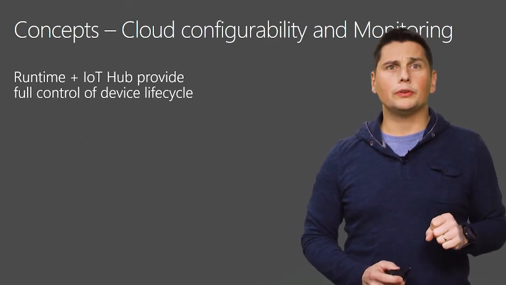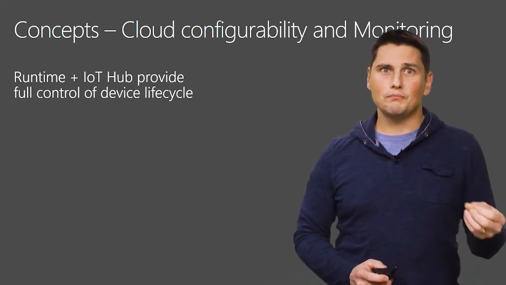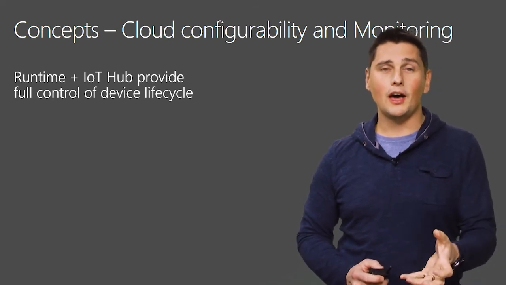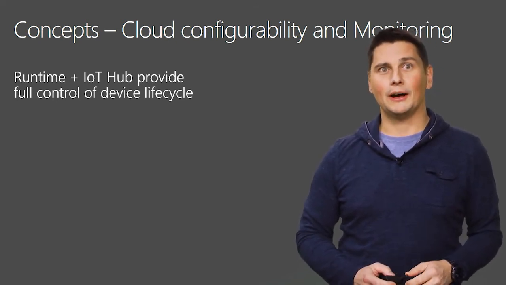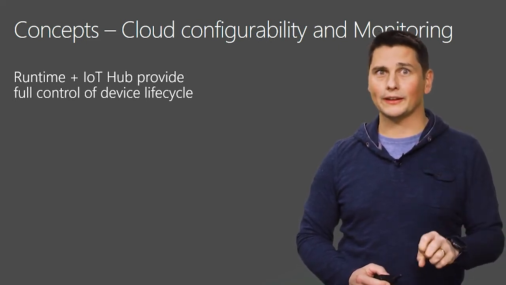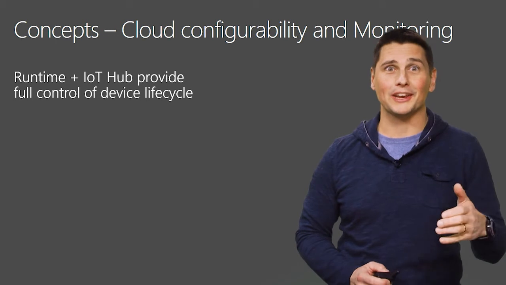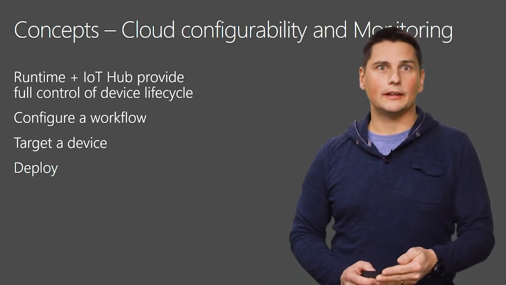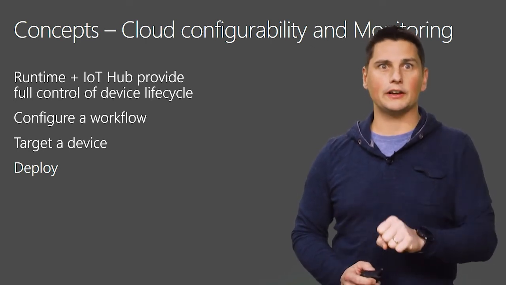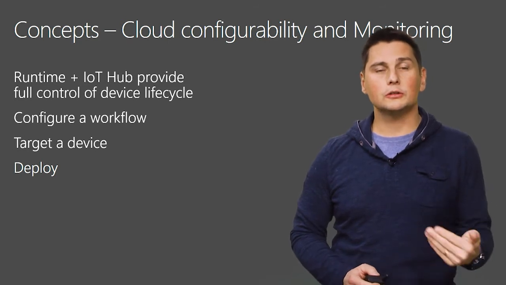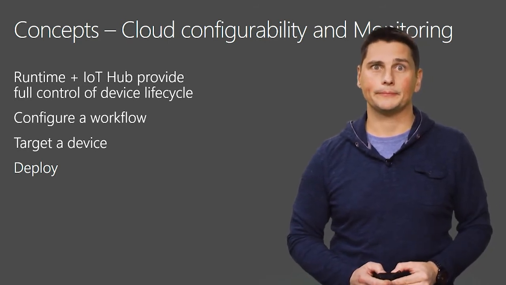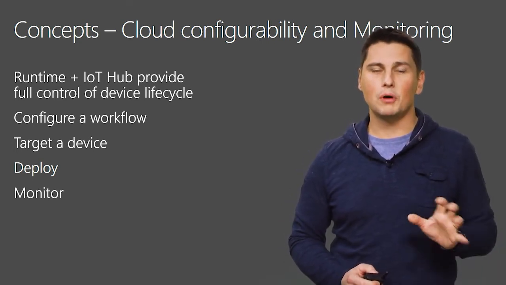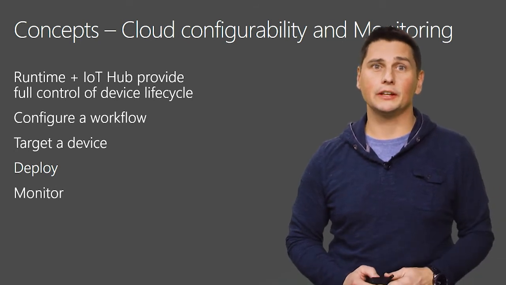Another thing which is really important is the ability to configure and to monitor your IoT Edge device from the cloud. This is where the IoT Edge runtime plus Azure IoT Hub, which is the cloud gateway for devices, when you use them together, you can have that full control, that configurability, and monitoring of your devices in the field. So you will configure a workflow from the cloud, say, hey, I want to have this kind of module on these devices, select and target the devices, and then automatically deploy when devices come online. Last but not least, once your system is deployed, Azure IoT Hub will allow you to monitor the IoT Edge devices that are in the field.